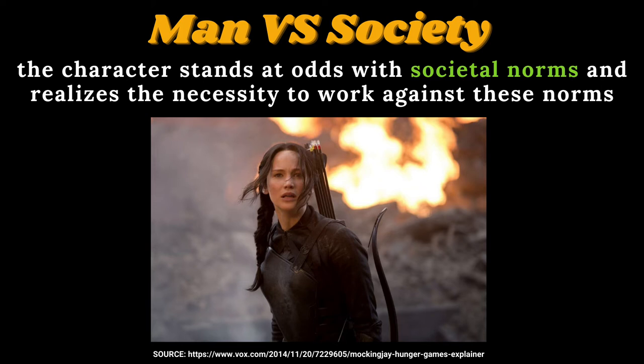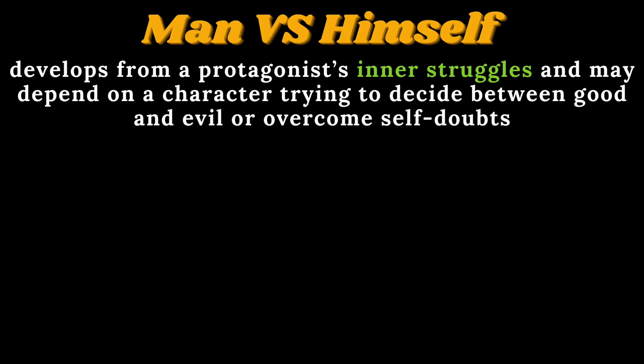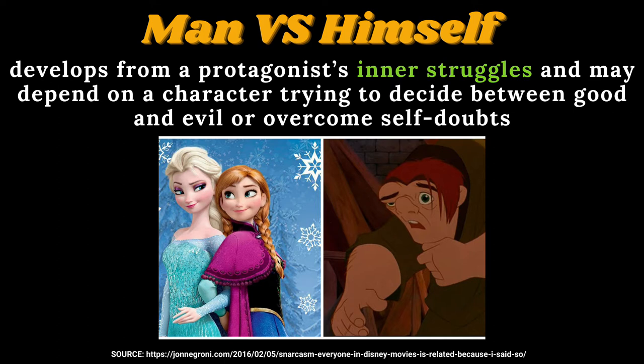The fourth and last type is man versus himself. This conflict develops from a protagonist's inner struggles and may depend on a character trying to decide between good and evil or overcome self-doubts. It can also be a disability, a psychological issue, or anything from within the character. Two famous characters who fit as examples are Quasimodo of Hunchback of Notre Dame and Elsa of Frozen. And for sure, you know why.